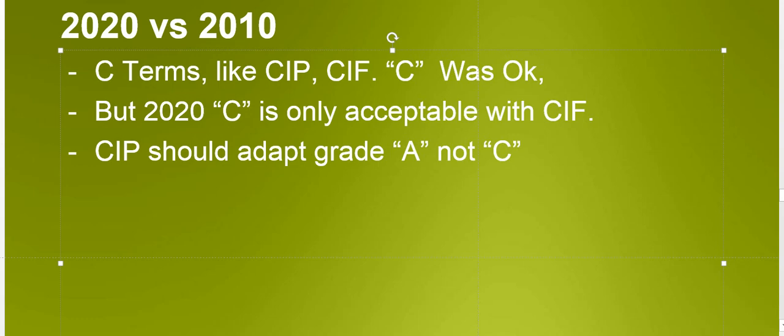Okay, regarding the difference in level of insurance cover in CIF and CIP, the minimum level of insurance cover required for both CIP and CIF under Incoterms 2010 was C. But in 2020, CIF remained C grade as it was, but CIP should upgrade the level of insurance up to A. But in this case, an exception also exists.